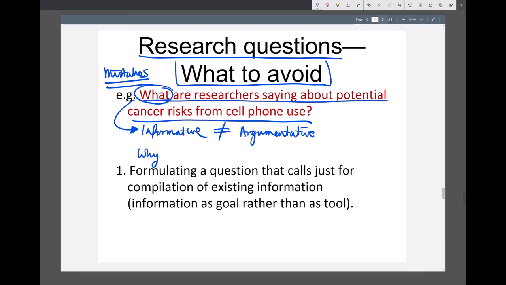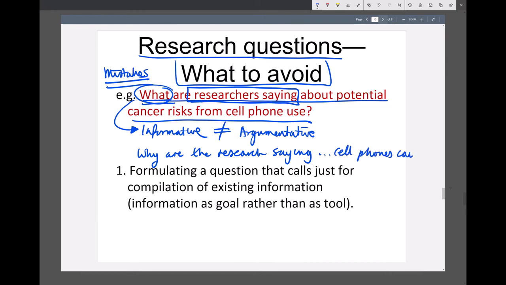Once you find what researchers are saying, you might consider why are the researchers saying something. Maybe they're saying, yes, cell phones, I'll just switch it up, a substantial number of people do not cause cancer. So here we have a why question, and now we can argue this.